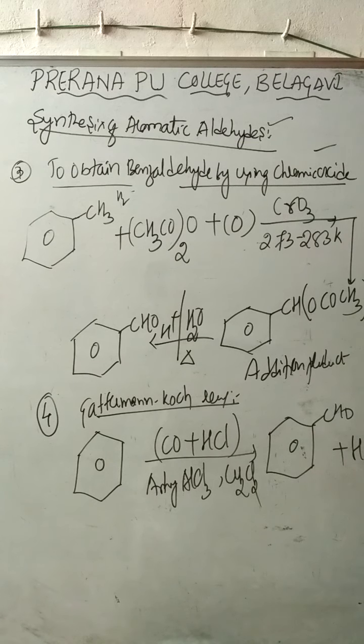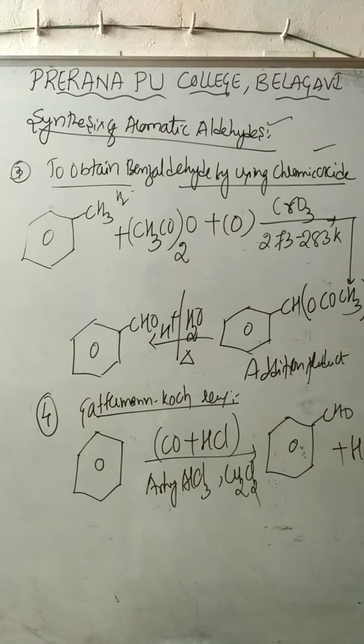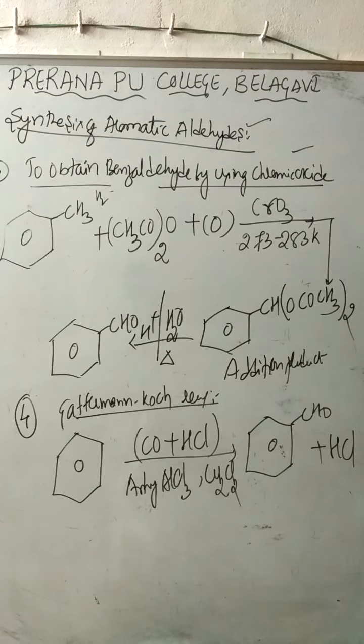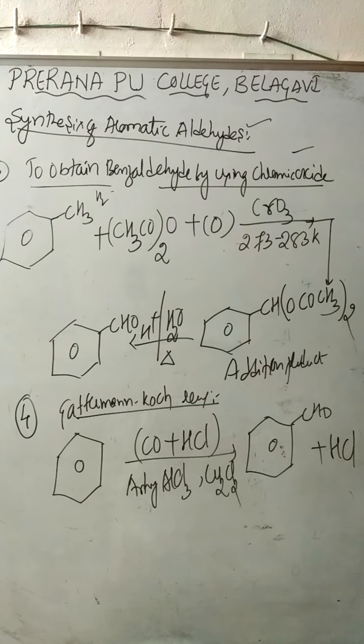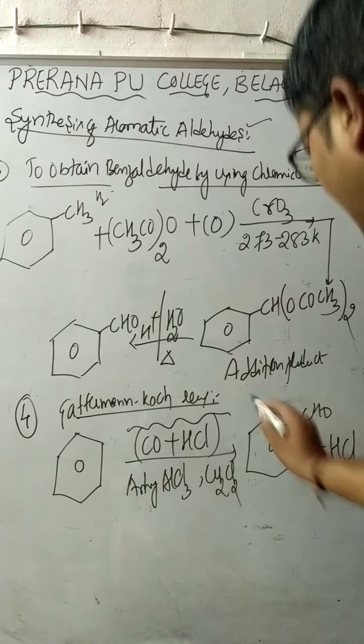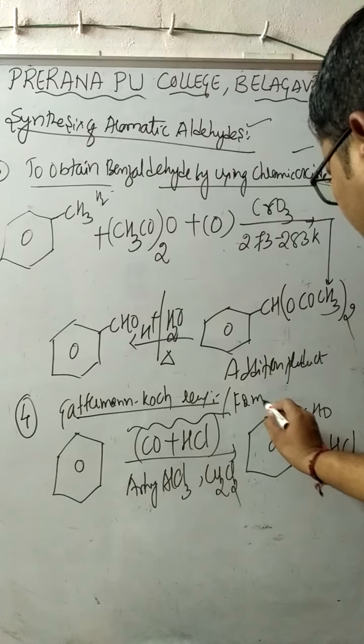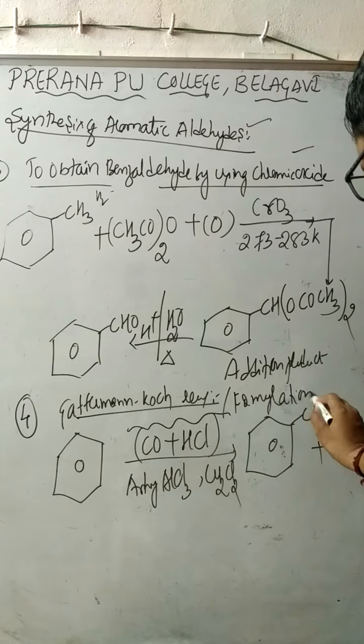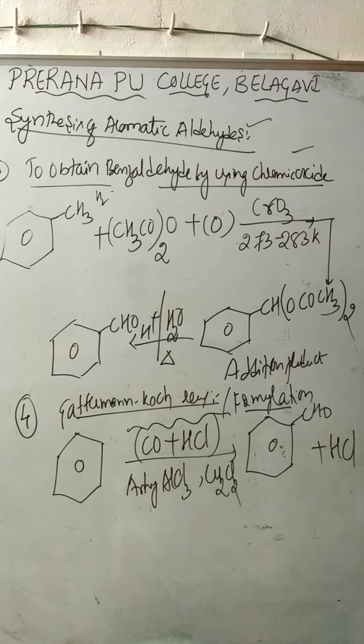This particular reaction is called the Gattermann-Koch reaction. So now a question arises, how does this particular reaction take place? So here there is an addition of CO plus HCl. Because of this particular combination, CO plus HCl, this reaction can also be called a formylation reaction. Now a question comes, why is it called a formylation reaction?